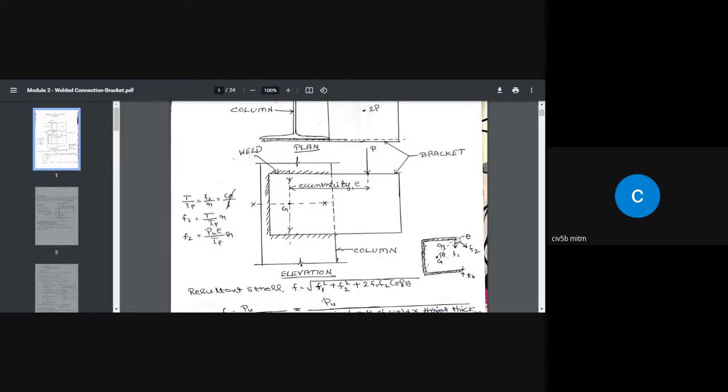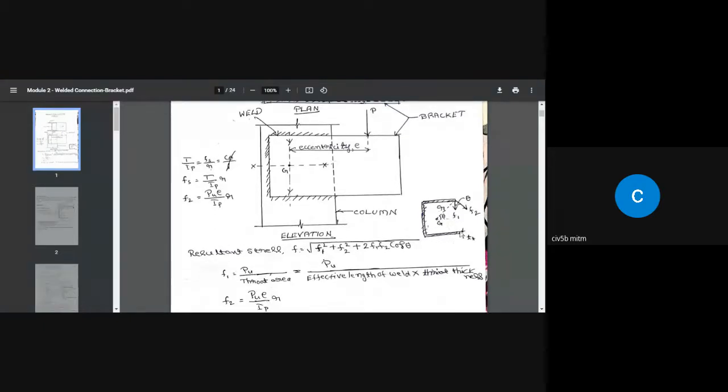So for any analysis and design purpose of weld, we have to consider the critical area of the weld, wherein it is going to be subjected to maximum stress. And this is the critical area of the weld. Okay. So this is F1 and F2 is this, and this is the direction of F2. So what is this we have taken? F2, how did we take? At what angle do we have to take?